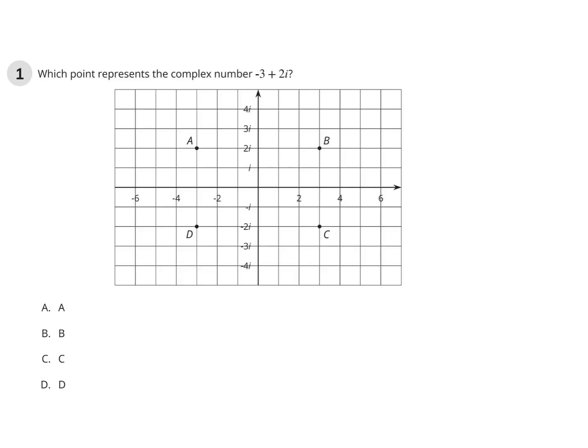Okay, which point represents the complex number -3 plus 2i? Well, if we start at the origin, we go back 3 and up 2. That's the point A.